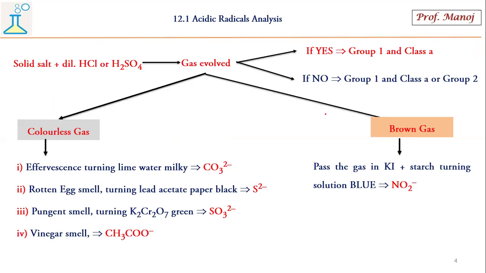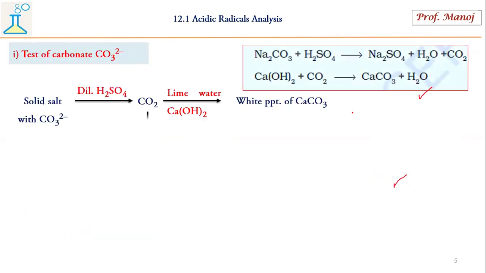So for both yes and no, it's group 1 and class A. This is group class B. Okay. Class B. Okay. Any doubt for anybody over here? This part is clear. You can ask me the doubt also, no problem.